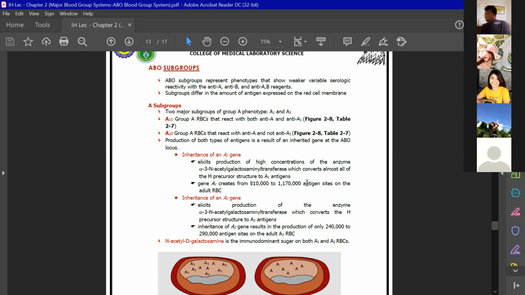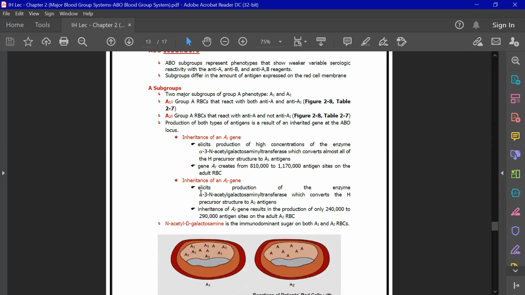thousand to 1,170,000 on the adult RBC. Okay?